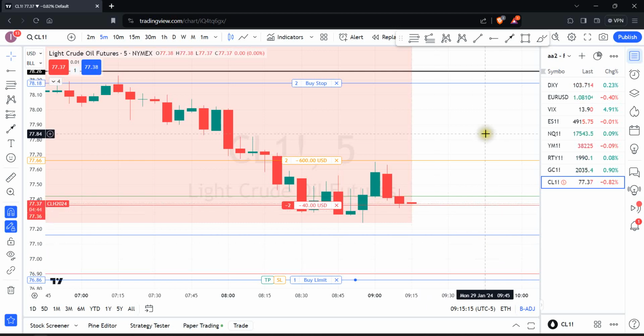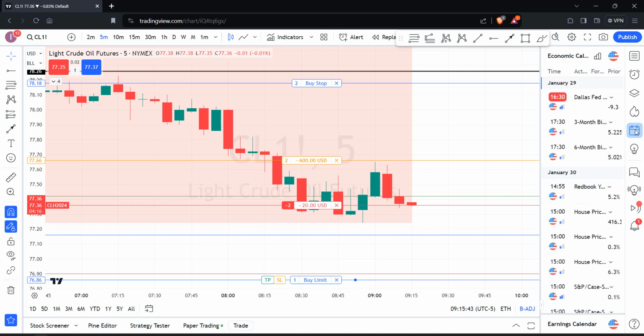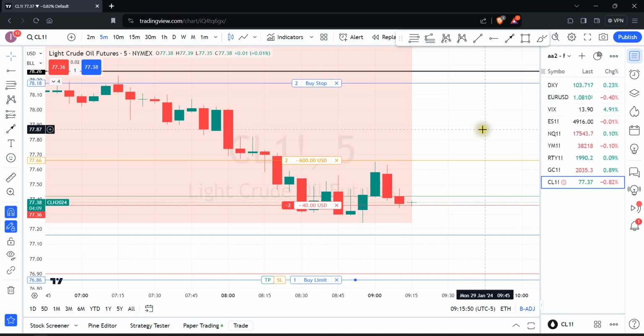But it's very, very slow today. Very slow. Today is Monday, there's basically no macro news coming out. There's literally nothing. Dallas Fed, manufacturing index, bill auctions, that's it. So the markets are just going to be left to their own devices and just moving around and hopefully be somewhat directional.